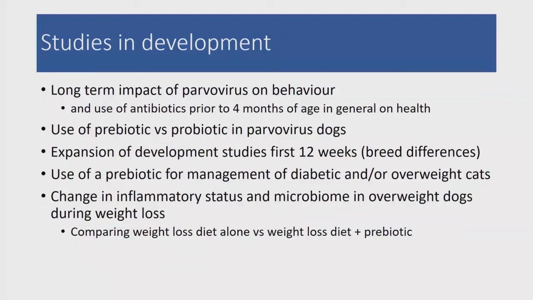And there's a whole bunch of other stuff that we have been discussing and we're looking at potentially trying to do. So looking at use of a prebiotic or a probiotic in puppies with parvovirus, the long-term impact of parvovirus on behaviour, the use of a prebiotic for management of diabetic and or overweight cats, and there's a major obesity project in dogs that we're really hoping eventually we'll get some industry funding for that we're trying to get off the ground as well.